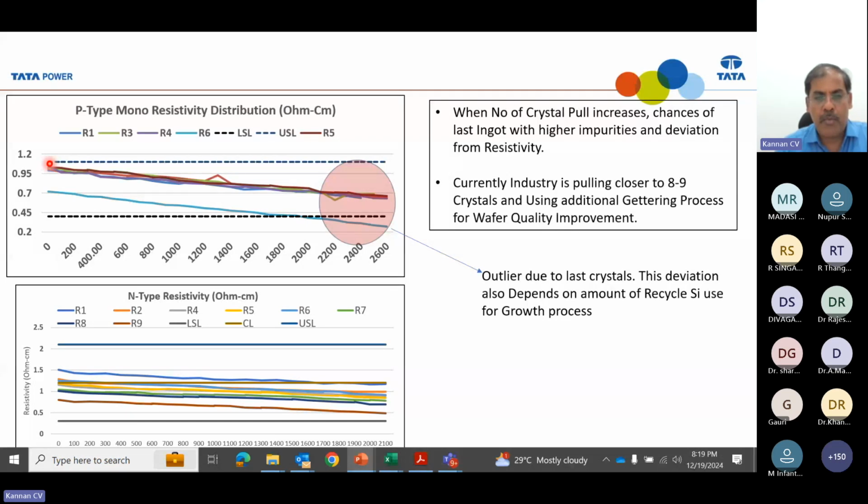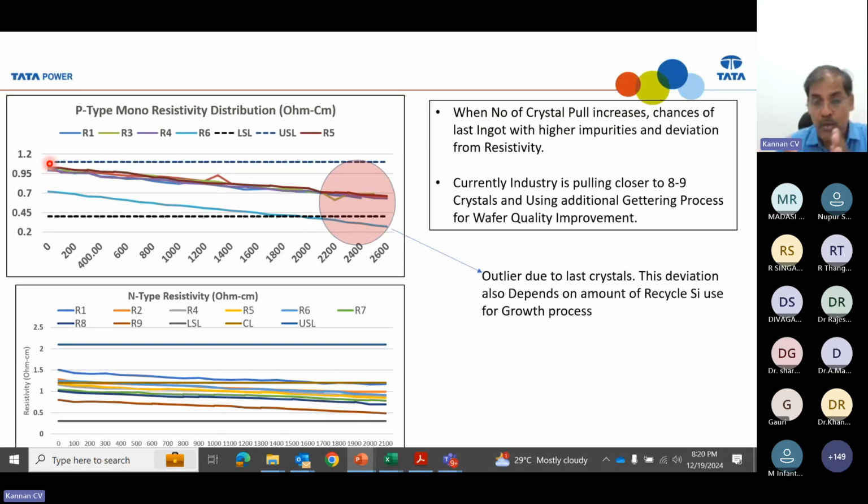So for P-type, normally the desired resistivity range is 0.4 to 1.1, where you can get suitably higher efficiency at cell level. And for N-type based devices, suppose you are going to grow an N-type wafer, then you have to make an NP junction. So for that, the N-type wafer resistivity requirement is some manufacturers use a wide resistivity range of 2 to 7 for N-type.